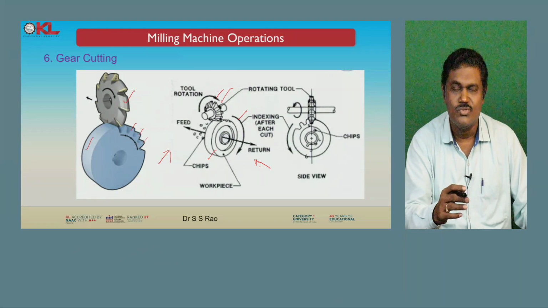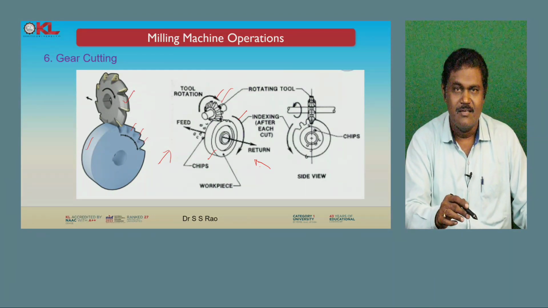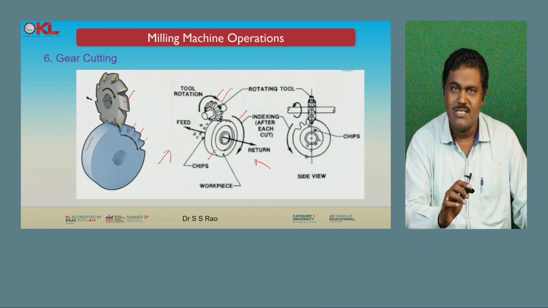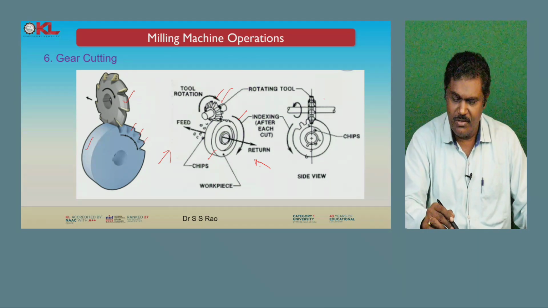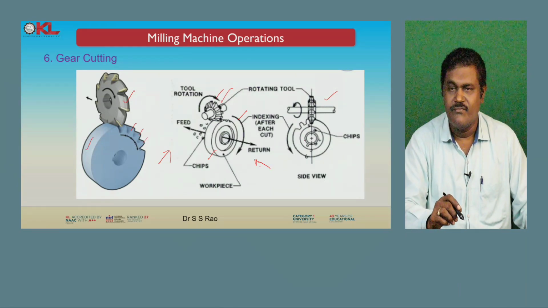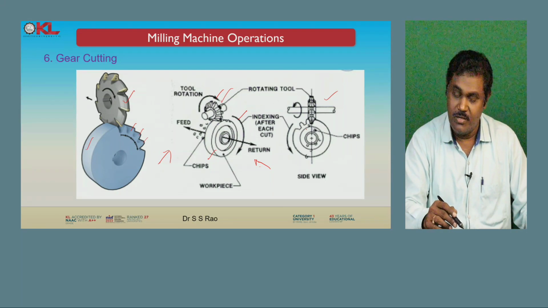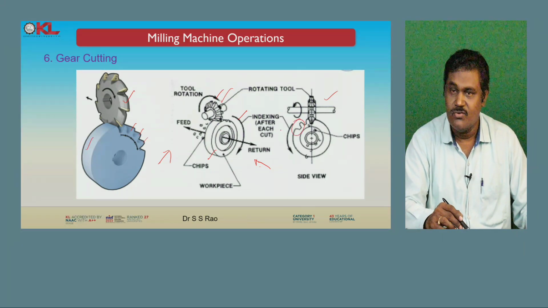Likewise, all the teeth cutting takes place by using this gear cutting cutter tool in the milling machine. You can see both the side view and this front view. You can clearly see how the gears are formed. Now you can see how the gears are formed with the help of this gear cutter.